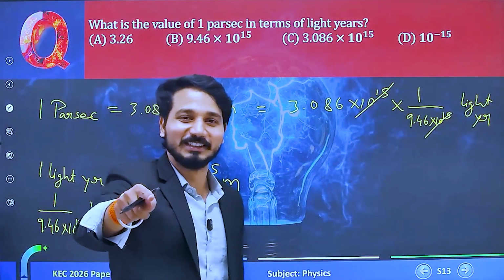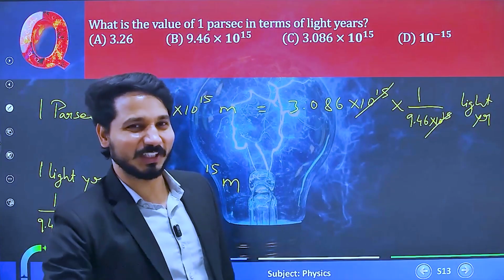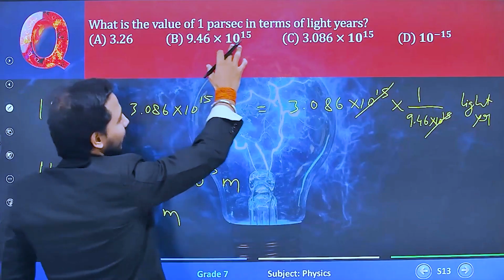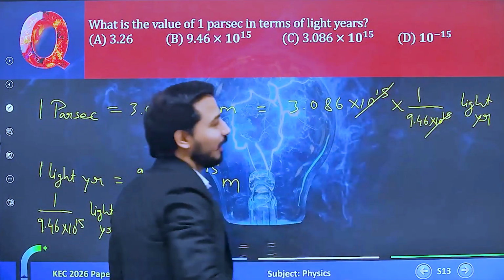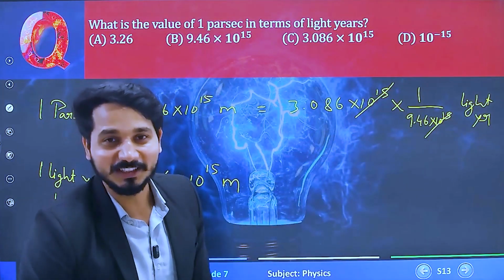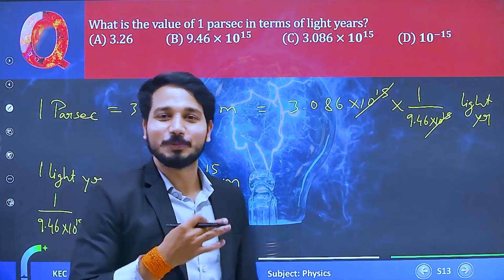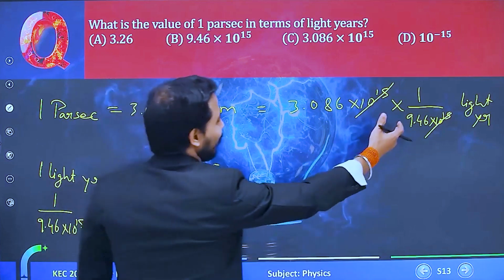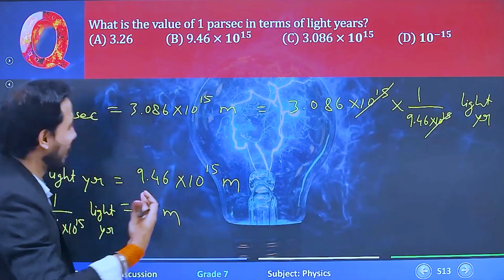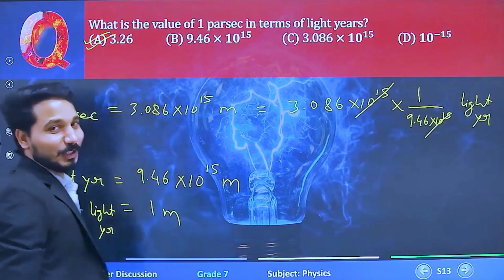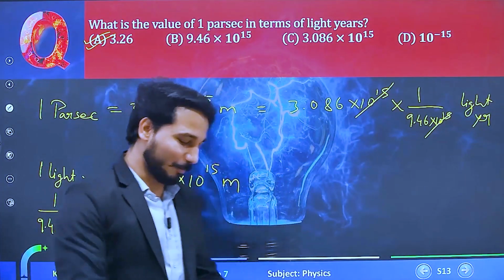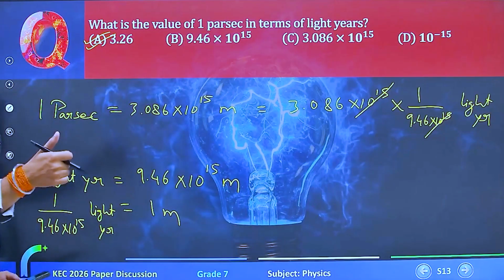Those who are smart will not do the calculation. They will check the options. In all the other options there is a value of 10 to the power 15 or 10 to the power minus 15, so obviously they are excluded. Option B, option C and option D are excluded instantly. So the remaining option is option A. That will be the most appropriate answer for this question. Right, option A, correct.